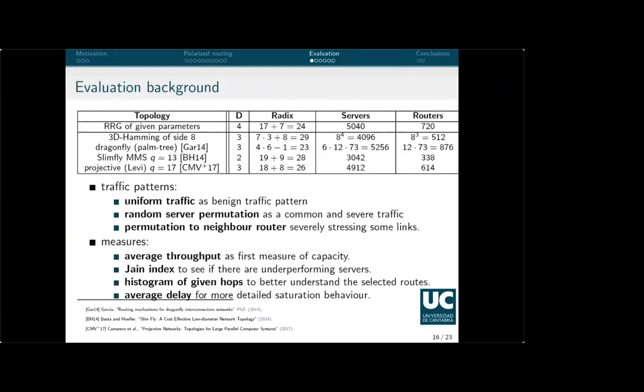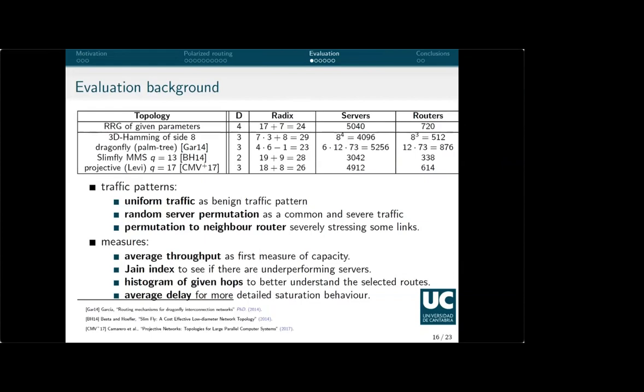We proceed now to the evaluation of polarized routing. As topology, we present the tailored result for a random network and a quick glance over 4 different topologies. The random network is a 17-regular graph using 24-radix routers, each of the 720 routers having 7 ports to connect servers, giving a total of 5040 servers. The other topologies are a 3-dimensional Hamming graph, which is a HyperX network, a Dragonfly network, the Slim Fly based on the MMS graph, and a network of the Levi graph of the projective plane.